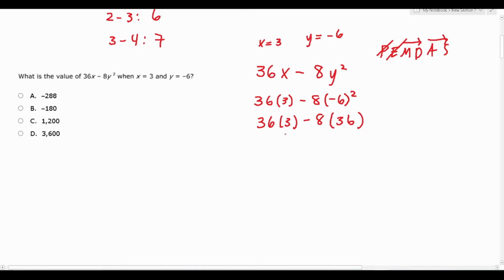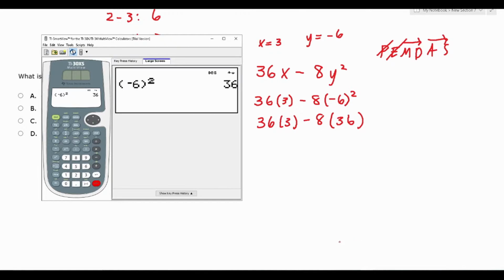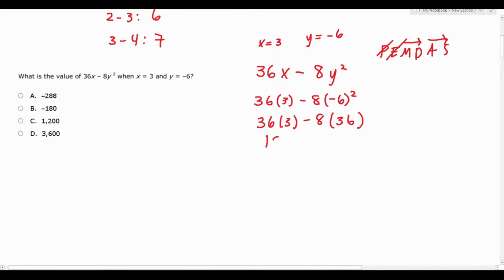right. We have 2 instances of multiplication, notably 36 times 3 and 8 times 36. So let's go ahead and work that out next. And I'm going to work them out from left to right, so I'm only going to do one at a time. So I'm going to do 36 times 3 next, and that is going to be 108. And I'm just going to copy down this 8 times 36.